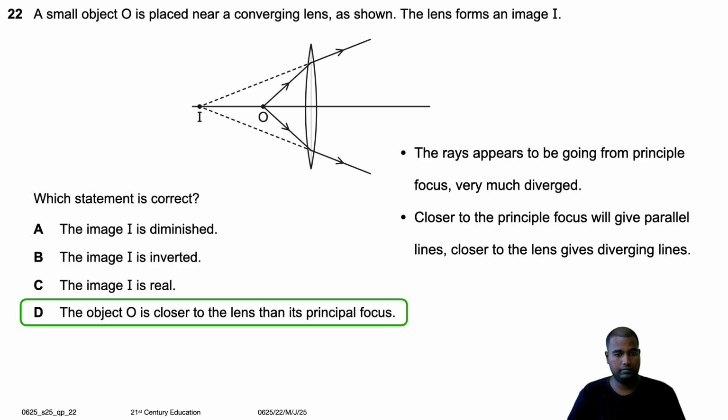So option D. The object is close to the lens, within the principal focus. That's why it's diverging.